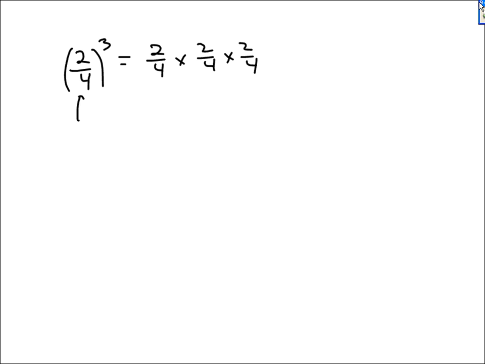Now, the question is, can you reduce what's inside the brackets if it's all being raised to a power? If you have, say, 2 over 4 to the 3rd power, well, this means 2 over 4 times 2 over 4 times 2 over 4. Now, if 2 over 4 can be reduced, it can be reduced here, here, and here, and you should get the same answer. 2 goes into both of these numbers 1 and 2 times, into here 1 and 2 times, 2 goes into the top 1 time and the bottom 1 time.